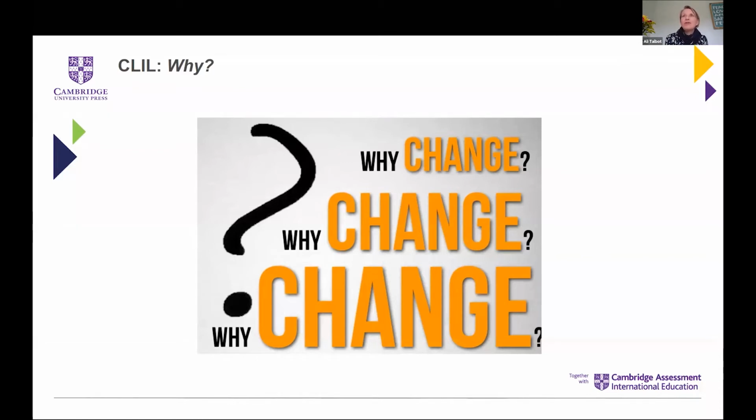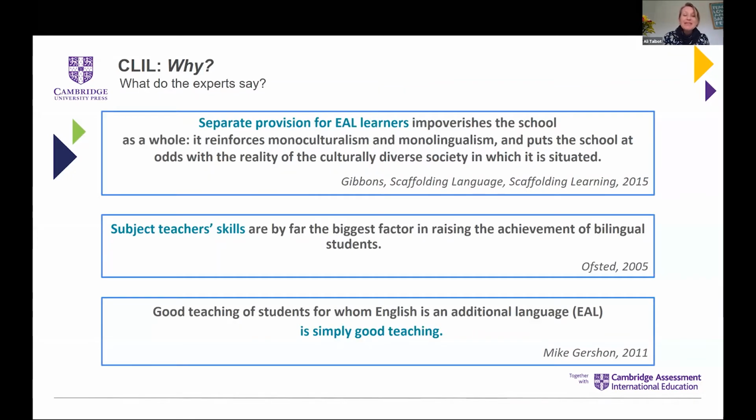There was a great Ofsted article I read many, many years ago, and the title alone said everything. It said, could they do better? And that is always what I try and say to teachers. That's great, this EAL student has got an A. Could they have got an A star? Could they do better? So here are some things that experts say about why we need to change how we see EAL provision. I'm just going to give you a minute to read through these quotes from very different people.